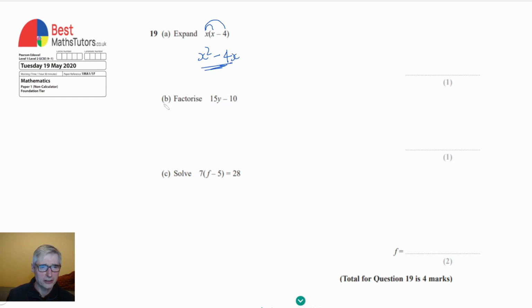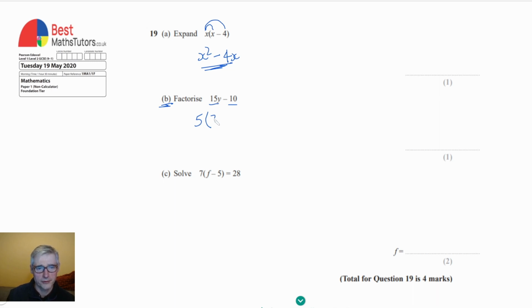For factorisation on part B, we're looking for a number that's going to go into both parts, and then we're going to put it into a bracket. So we can see that the number that goes into both 15y and minus 10 is 5. So we can take 5, put that outside a bracket, and then inside the bracket we've got to put what we'd have to multiply the 5 by to take us back to where we were.